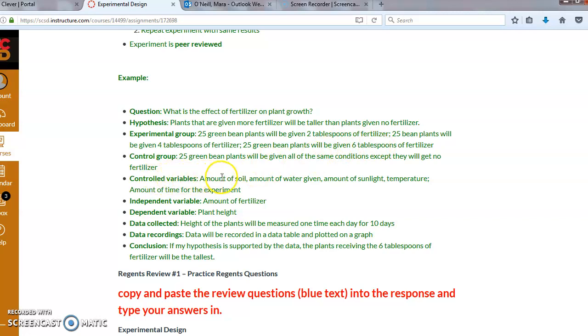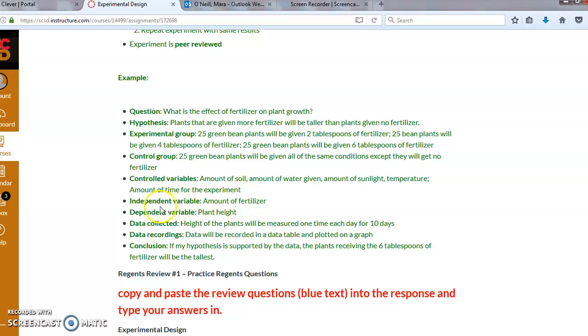Controlled variables. Amount of soil isn't going to change for any of the groups. The amount of water given isn't going to change for any of the groups. Amount of sunlight isn't going to change. Temperature isn't going to change. And the amount of time for the experiment. They're all going to get the same amount of time to grow.